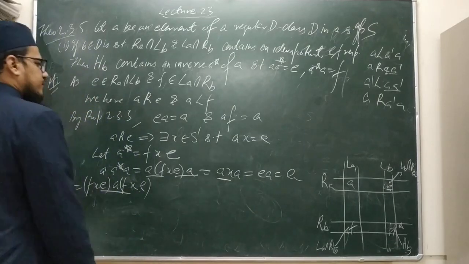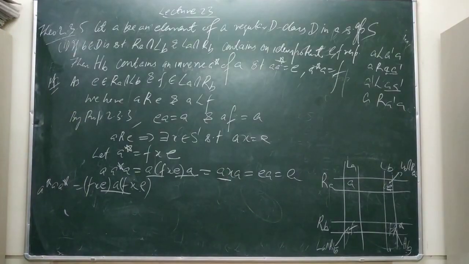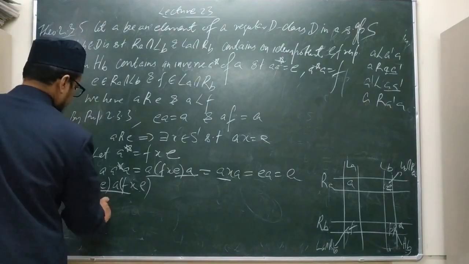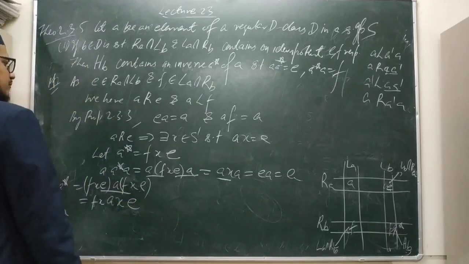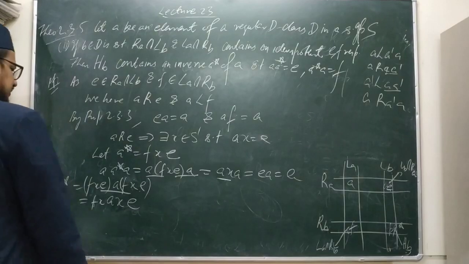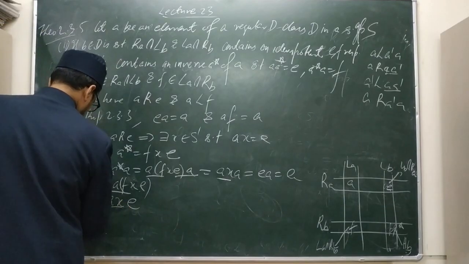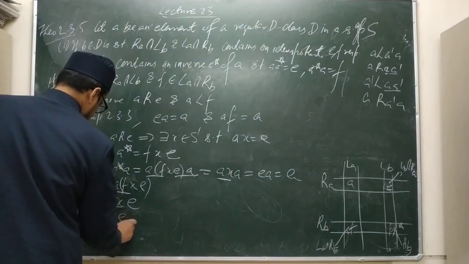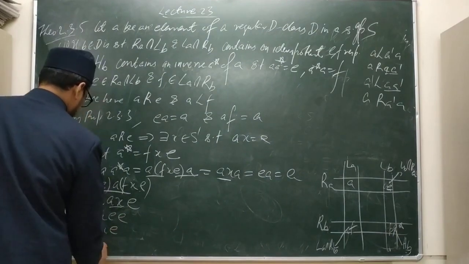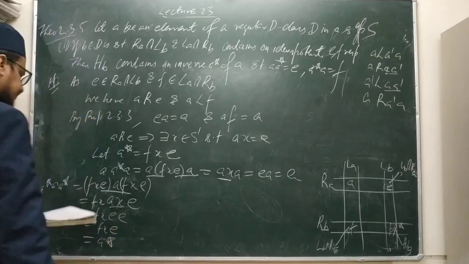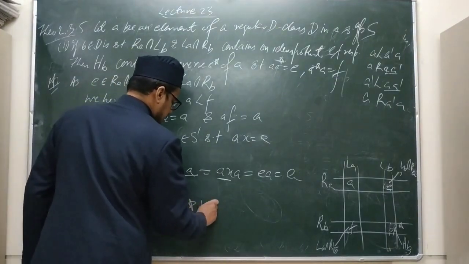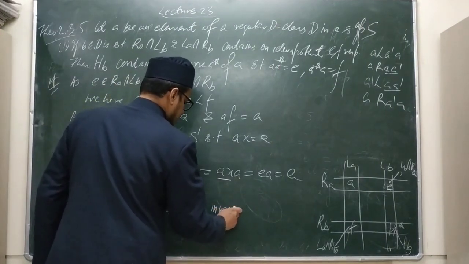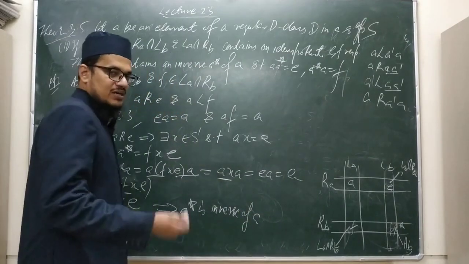Now what is EAF? What is EAF? EA is what? A, and AF is what? A. So in the place of EF what will come? FXA XE, correct? And what is AX? AX is what? E into E. So FXE, that is A star. So in this way we have proved it implies that A star is inverse of A. So we have proved that A star is inverse of A.